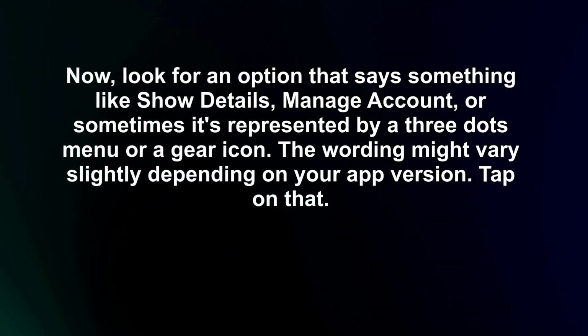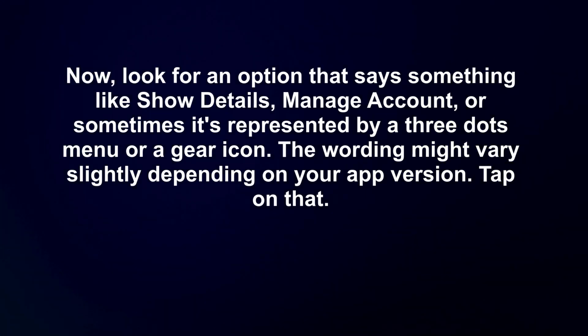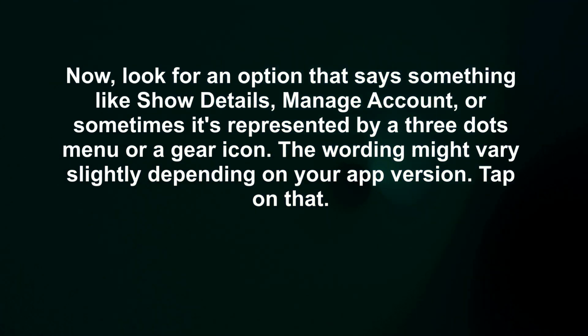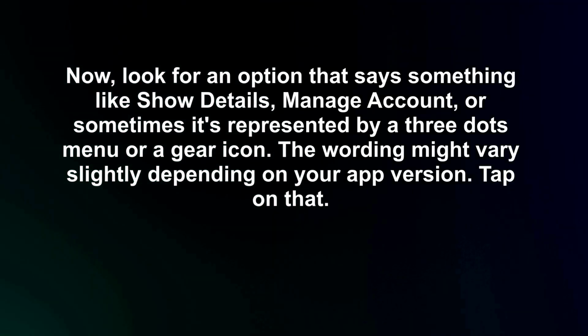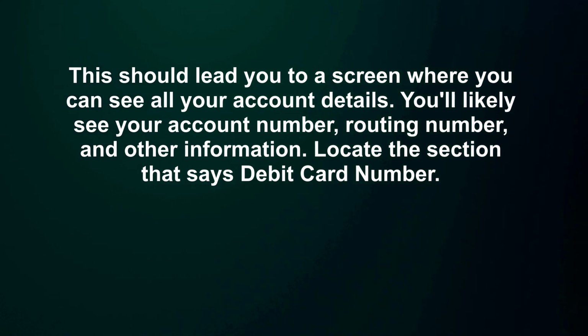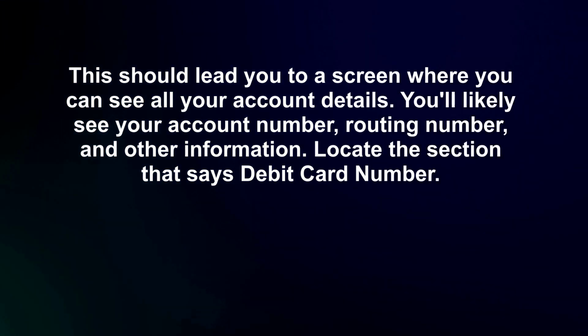Now, look for an option that says something like Show Details, Manage Account, or sometimes it's represented by a 3 dots menu or a gear icon. The wording might vary slightly depending on your app version. Tap on that. This should lead you to a screen where you can see all your account details. You'll likely see your account number, routing number, and other information.